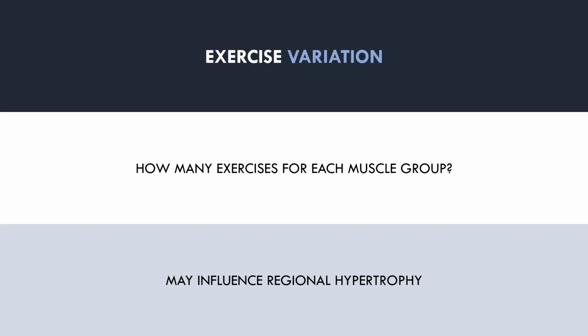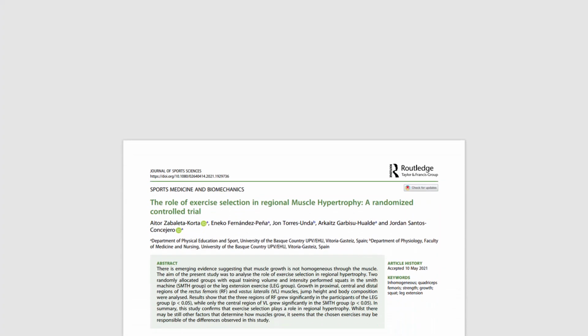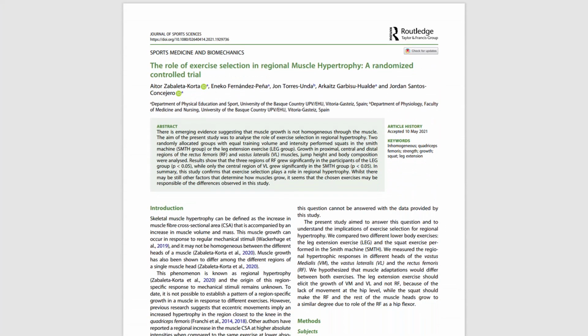It seems that different exercises training the same muscle can result in preferential muscle growth at different portions of the same muscle. For example, this study explored the effects of Smith machine squats versus leg extensions on quad hypertrophy. While both exercises were effective at inducing muscle growth, there was slightly more or less growth at different sites of each quad muscle between the two different exercises.